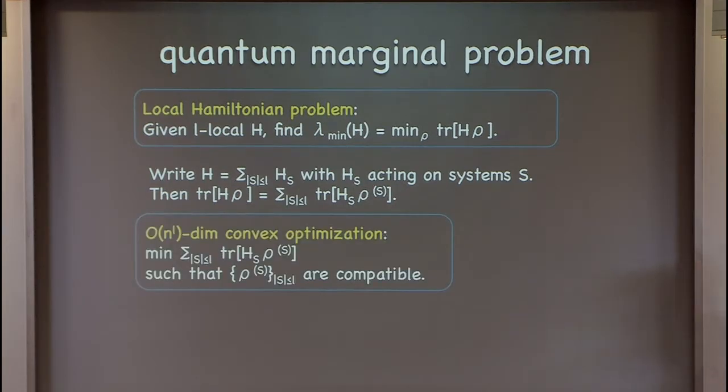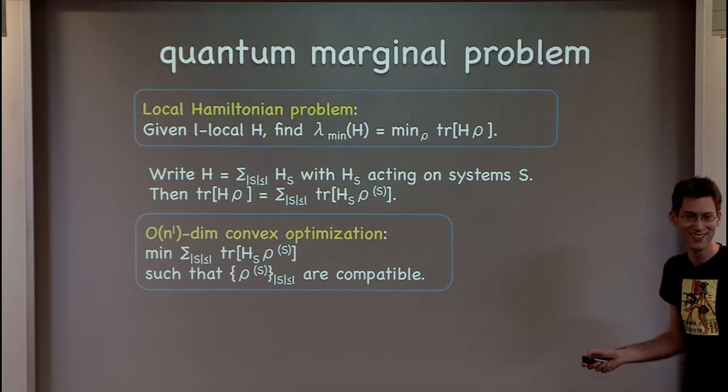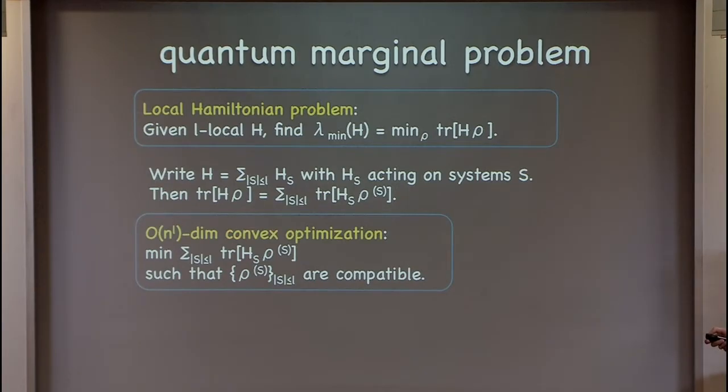So this suggests a convex optimization of d to the L dimensional. Oh, no. I take that back. N to the L is right. It's like n, because there are n choose L different sites. I psyched myself out. So this suggests a convex optimization of much smaller dimensions. So before I said there's an exponentially large matrix, find the smallest eigenvalue. Now there's a bunch of small matrices. There's n choose L matrices, each of dimension d to the L. And what you want to do is optimize this linear function over them.